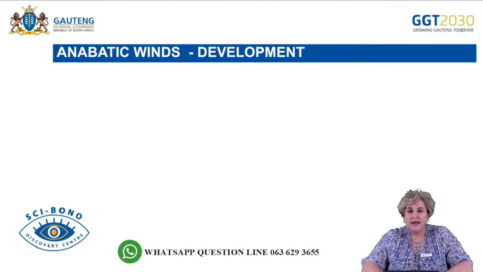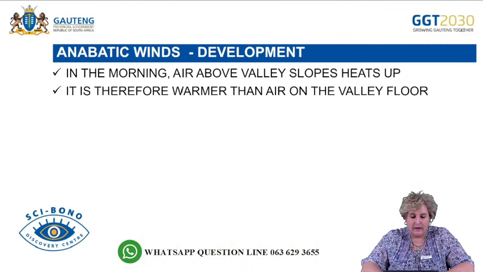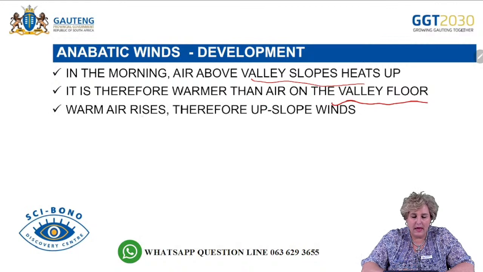Okay, how does an anabatic wind develop? In the morning, air above the valley slopes heats up. Therefore, it's warmer on the slope than the air that is on the valley floor. On the valley floor, my air is cold, but the air above the valley slopes is warmer. The warm air rises, therefore I have upslope winds.